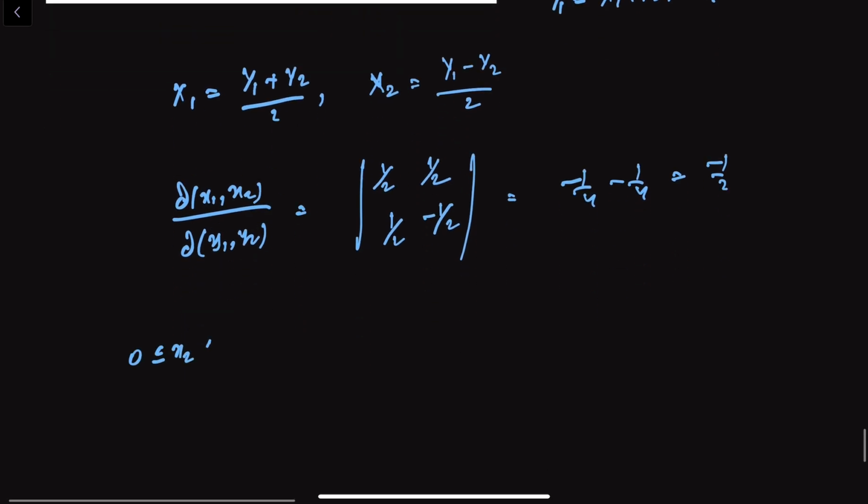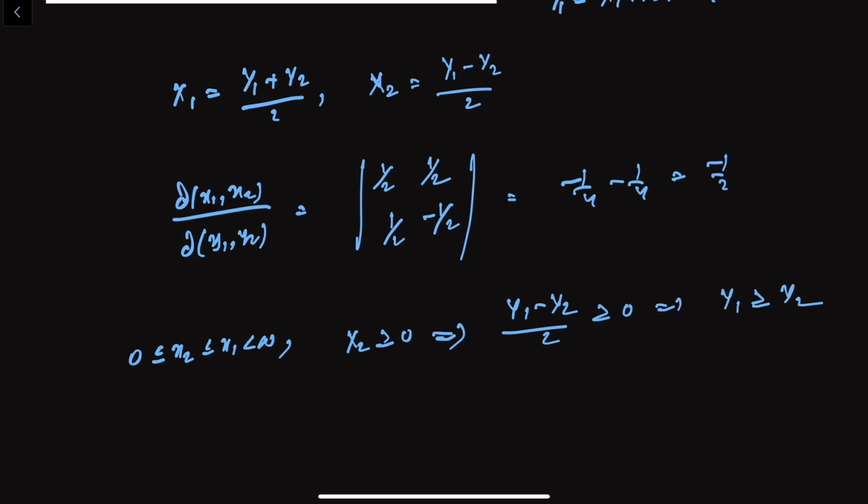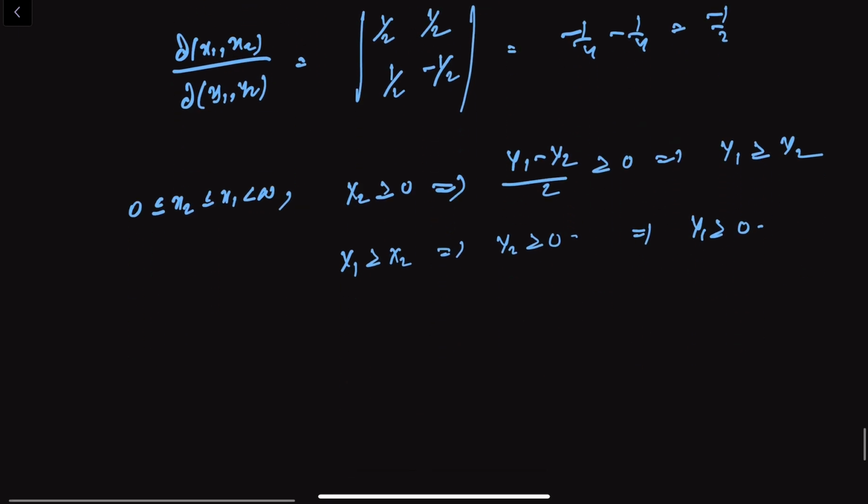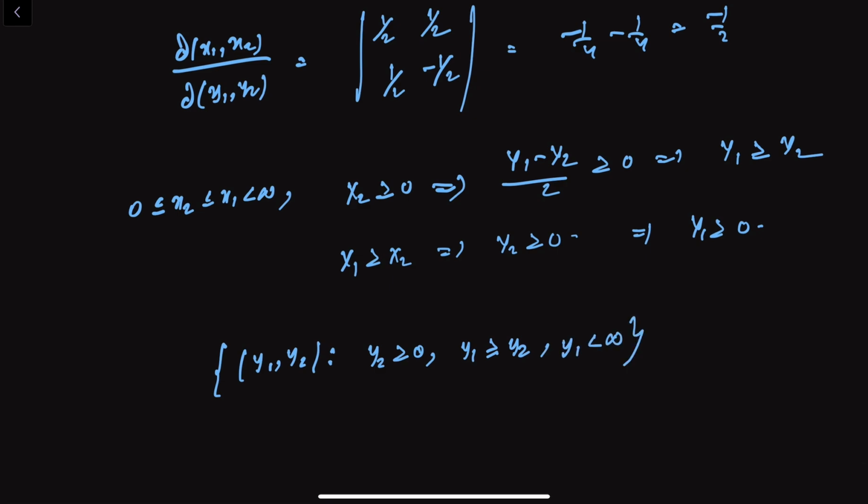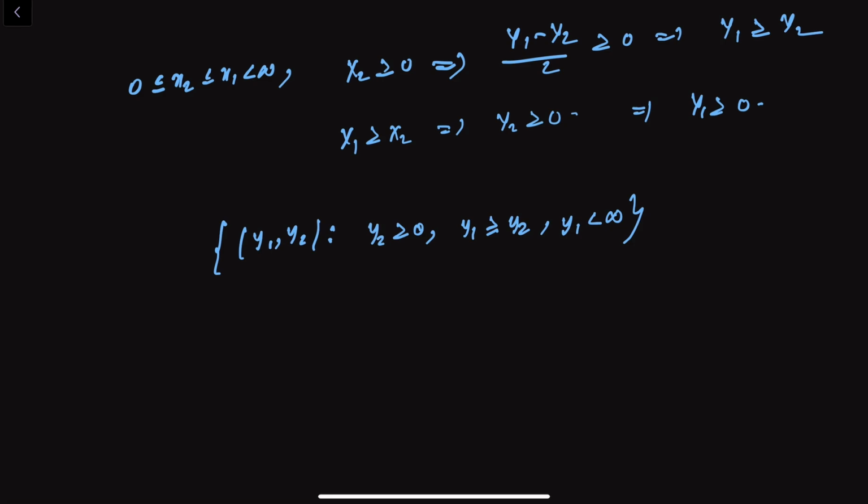So 0 less than or equal to x2 less than or equal to x1 less than infinity. So that means x2 is greater than or equal to 0. That means y1 minus y2 by 2 is greater than or equal to 0. That means y1 is greater than or equal to y2. And x1 is greater than or equal to x2. That means y2 is greater than or equal to 0. So that means y1 is also greater than or equal to 0. So therefore the region would be something like this: y1 comma y2, y2 is greater than or equal to 0, y1 is greater than or equal to y2, and y1 is less than infinity. So that's our support here for the domain. It's a sort of a triangular region.